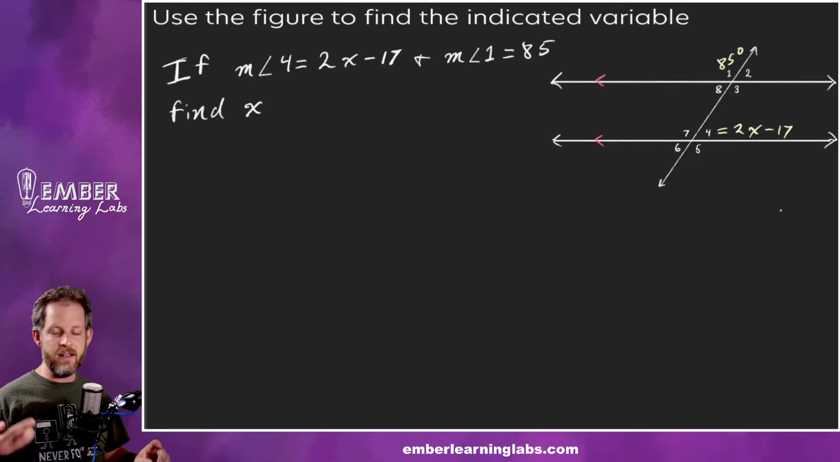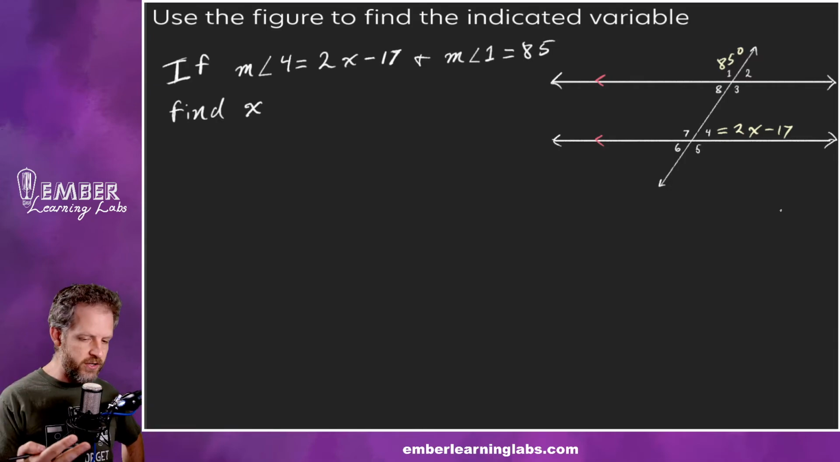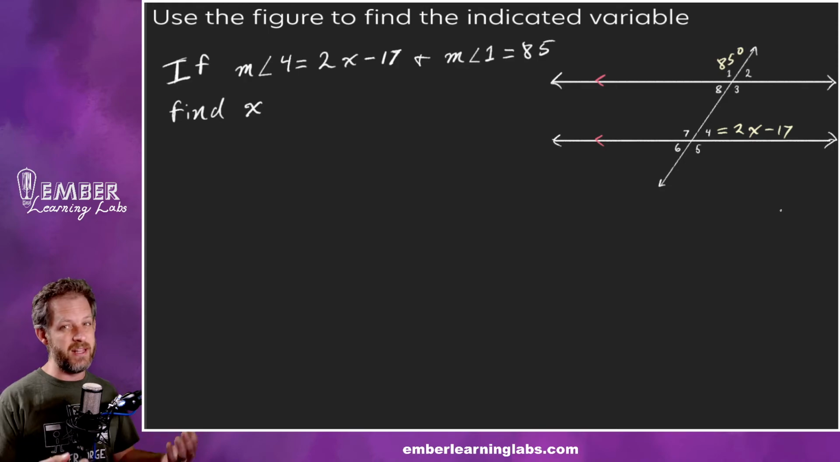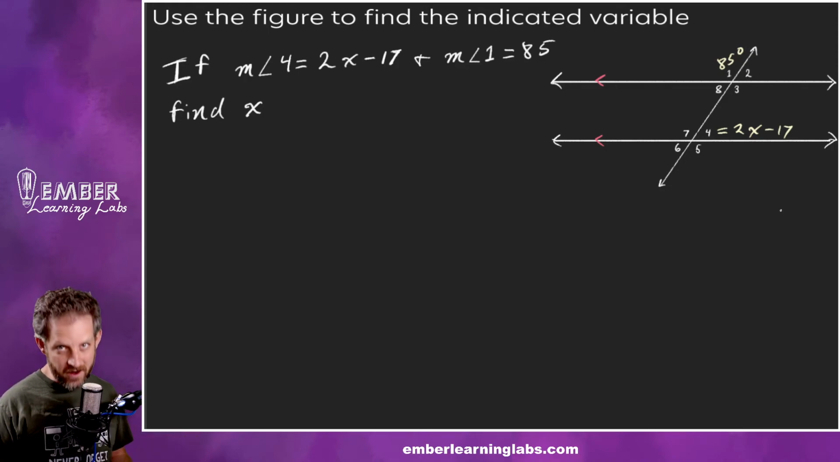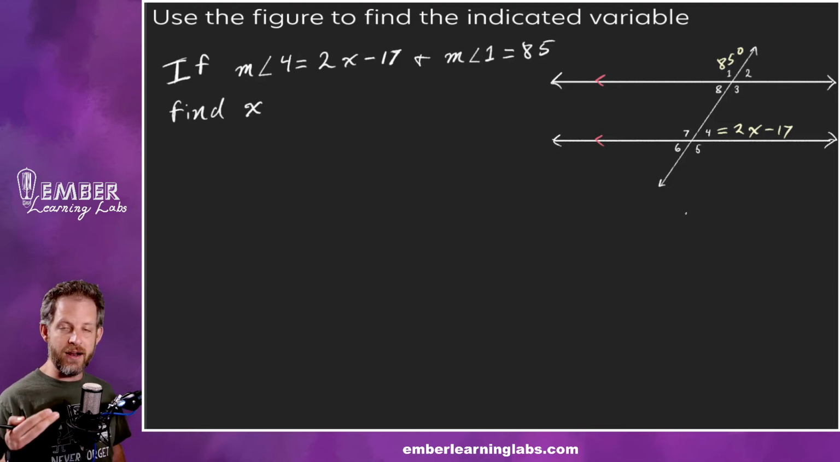Are they corresponding? Are they consecutive? Are they alternate? What are they? Well, one of them is on the inside, the interior, and one of them is on the exterior. So the only possibility is corresponding, but they're not corresponding because that would be like 4 and 2. So we've got to do a hop, skip, and a jump to get to how they're related.